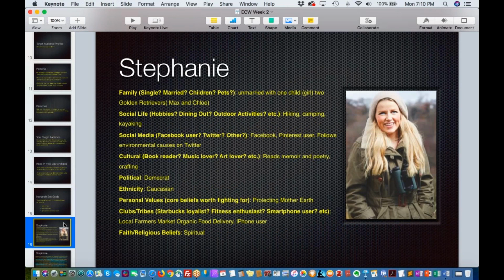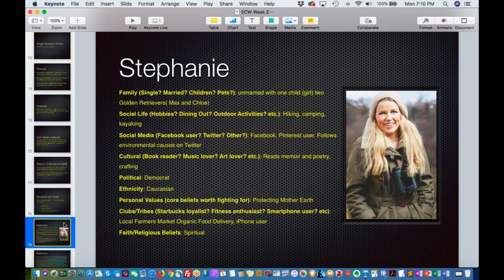So let's look at a specific target audience profile. So here's Stephanie. This was for one of the environmental organizations. She's unmarried with a child. She has 2 golden retrievers. She even gives them names. The specifics here are really important. The more specific you can be about what you're doing in this assignment with each and every piece that you fill out is going to make the person more real.